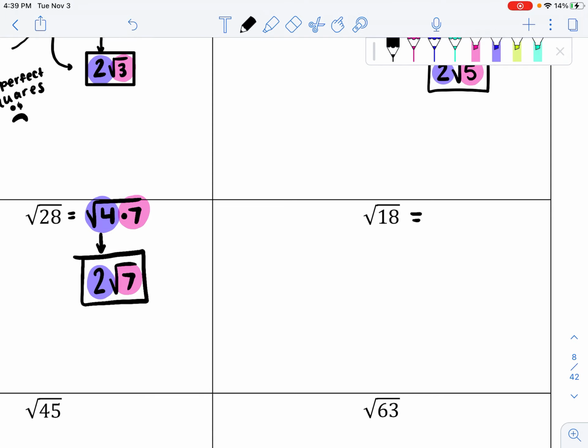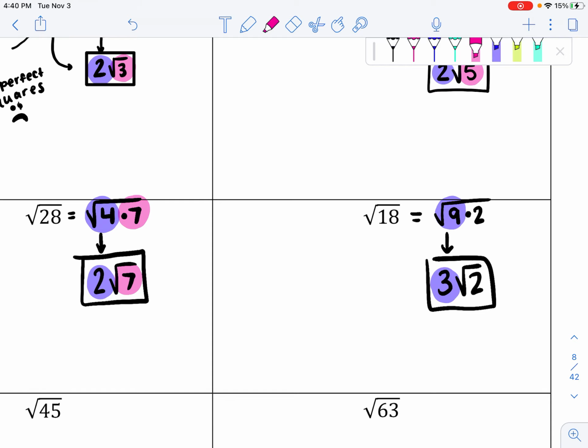Well, the biggest perfect square smaller than 18 is 16, but 16 can't go in evenly to 18, so it's not 16, which brings us to the next one, which is 9. 9 times 2 is 18. Hopefully you know that. And I know the square root of 9 is 3, because 3 times 3 is 9. So this gives me 3 square root of 2. 2 is trapped because it's not perfect.